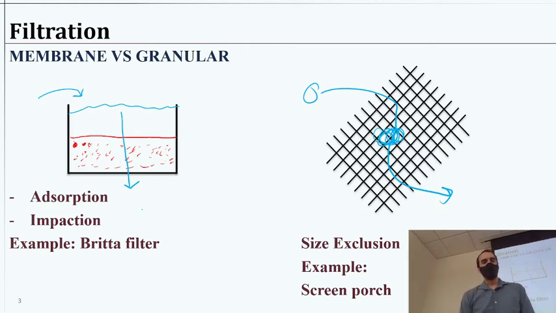Again, a good example for the granular filter would be like a Brita filter. Like if you're pouring water through coffee grounds, you might think that's reverse filtration where you're taking stuff, you're desorbing the coffee molecules, but the water is still filtering through that granular media, right? So that's the granular media concept. Whereas then the coffee filter itself would be that size exclusion, okay?